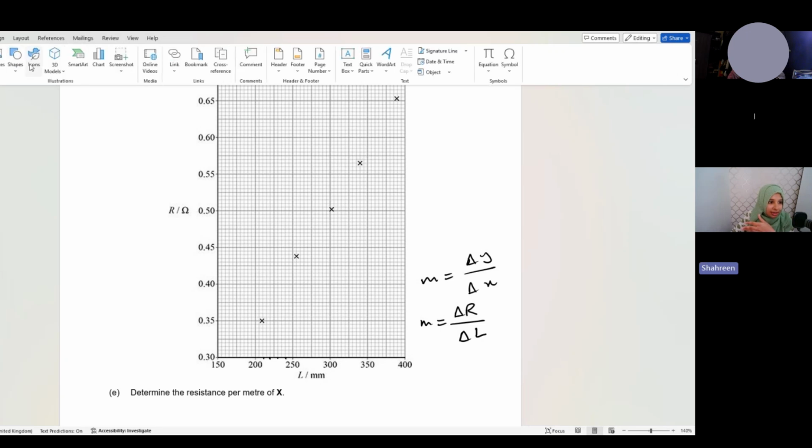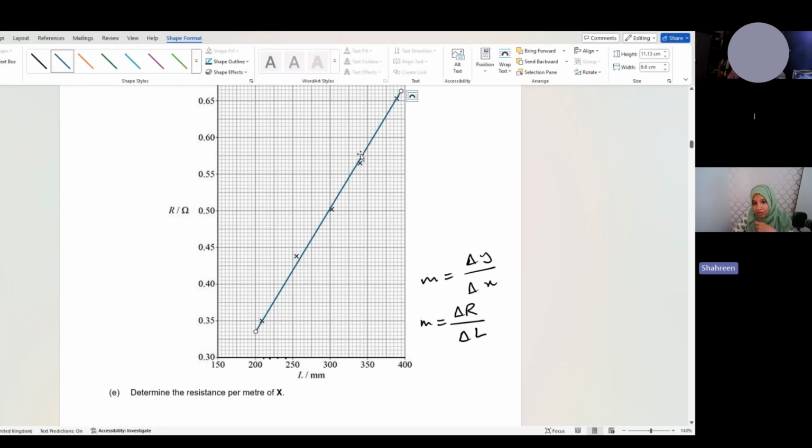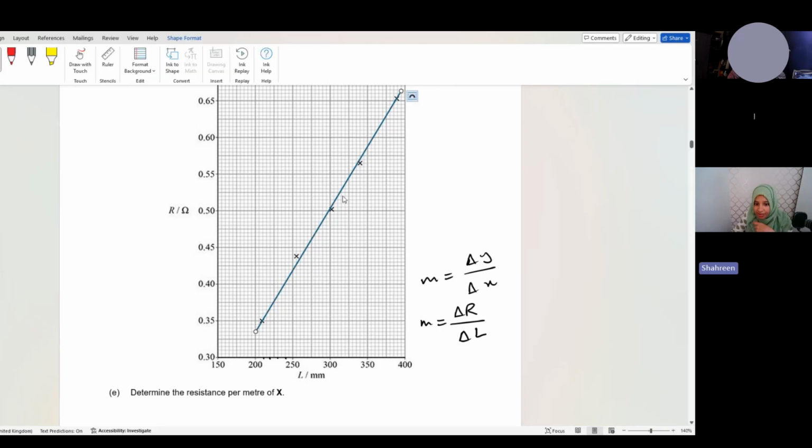So first thing you will have to do is draw the best fit line. So if I just do a line like so, which passes through most of your points, okay? Whenever you're doing a best fit line, take care to look at how many points are above the line and below the line. Okay, I have a question about that.